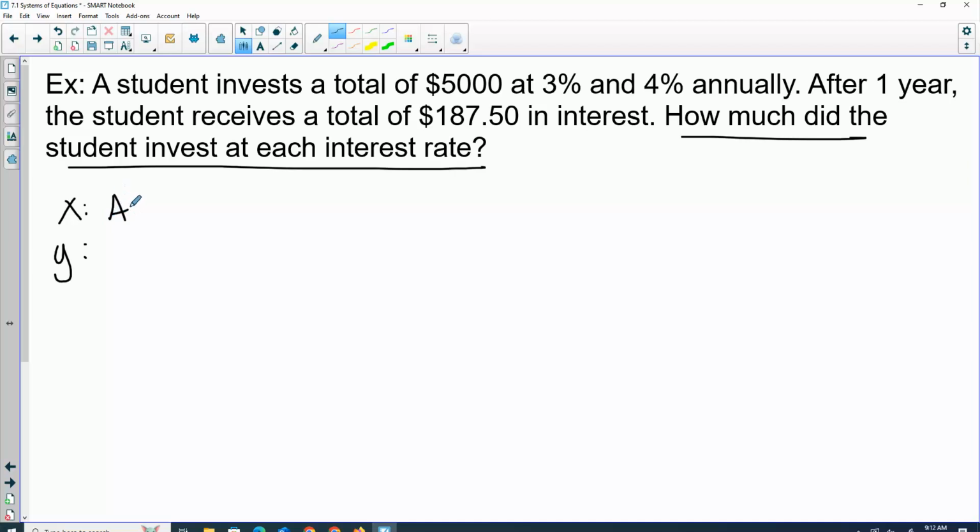So X could be the amount at 3%. And Y could be the amount at 4%. If you have a total of $5,000, what's our first equation?